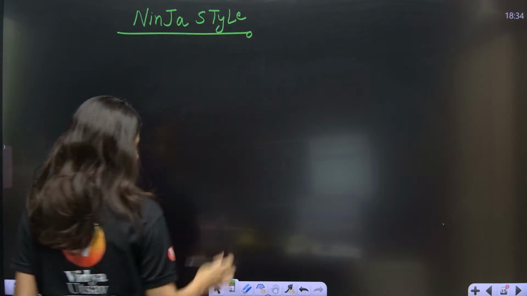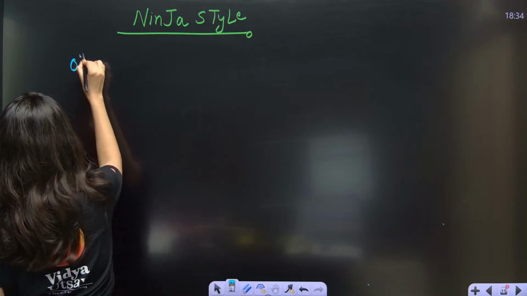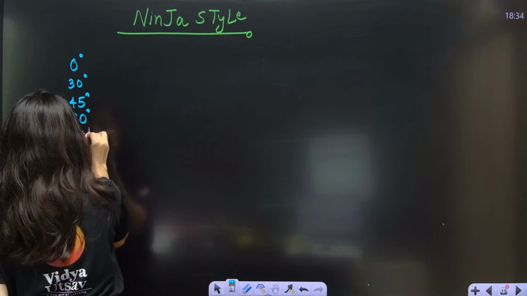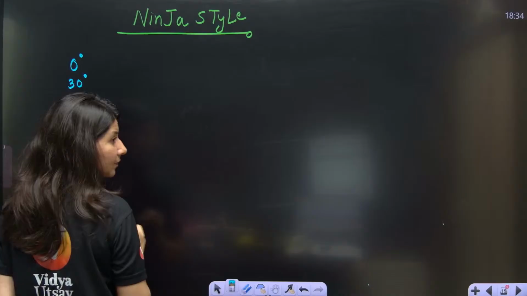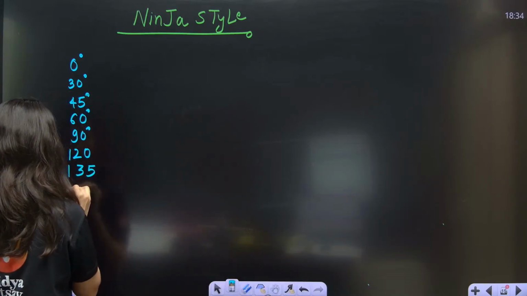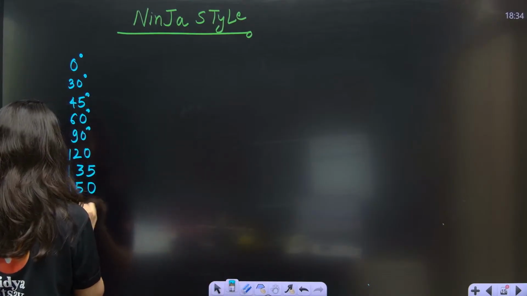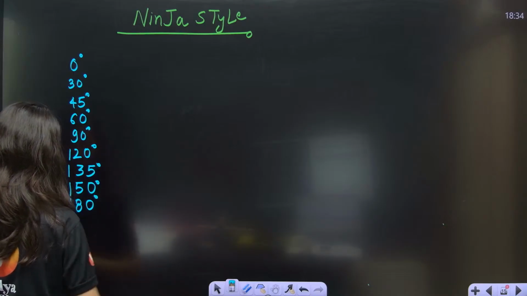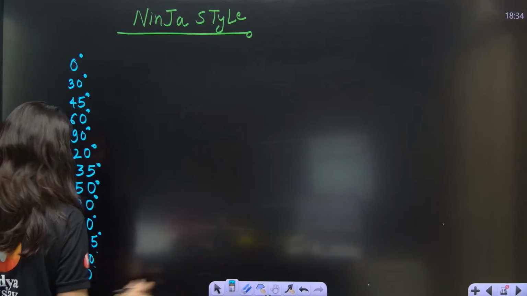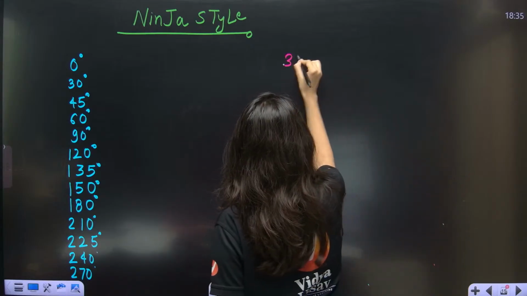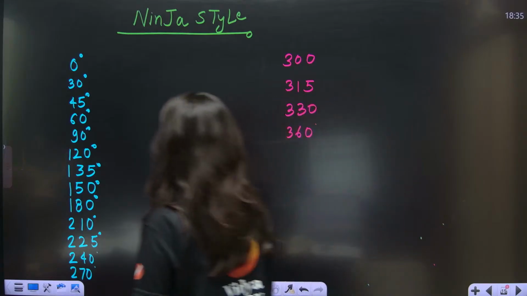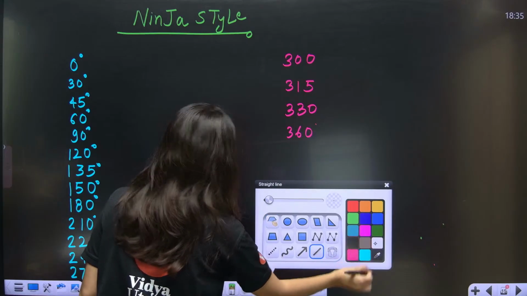What is ninja style? Let's understand. Let me make a chart of it. 0 degree, then 30 degree, then 45 degree, then we have 60 degree, 90 degree, 120 degree, 135 is missing, then 150 degree, 180 degree, 210 degree, 225 degree, 240 degree, 270 degree. Till 270 we have written. Now after 270, we will have 300 degree, 315, 330 and last 360.